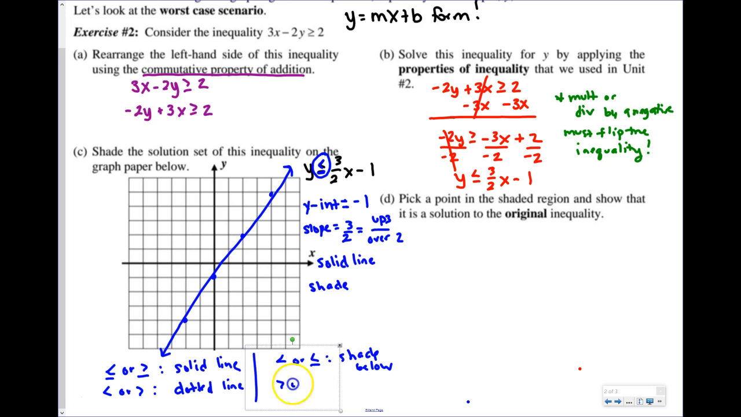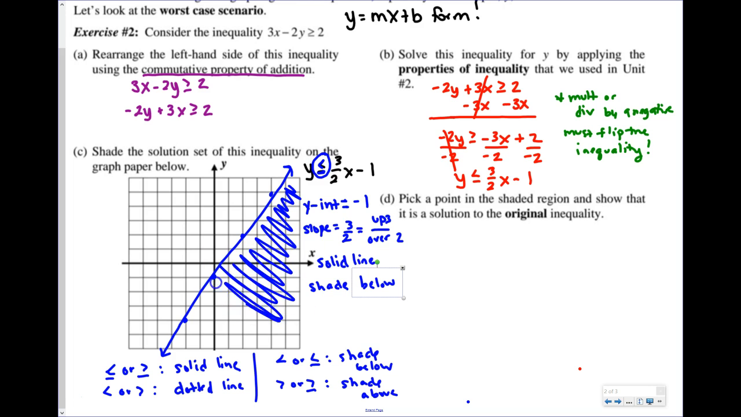And if you have a greater than or equal to, you shade above. This is a less than sign, so I have to shade below. So I'm going to shade everything below this line because my inequality says less than. Okay? That's it. That's how I have to graph my inequality. So you better remember two things: the shading and how you make your line, solid or dotted.